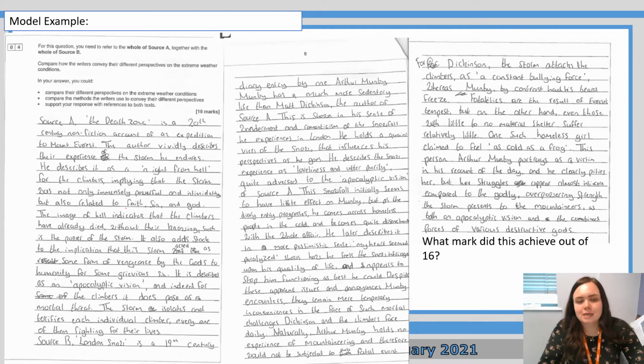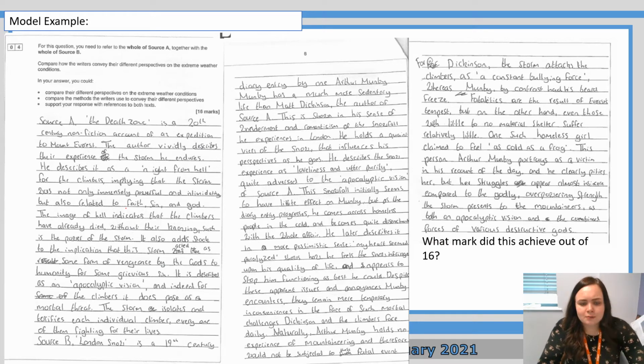Source B, London Snow, is a 19th century diary entry by one Arthur Mumby. He has a much more sedentary life than Matt Dickinson, the author of Source A. This is shown in his sense of endowment and romanticism of the snowfall he experiences in London. He holds a quaint view of the snow that influences his perspective as he goes. He describes the snow experience of loveliness and utter purity, quite adverse to the apocalyptic vision of Source A. This snowfall initially seems to have little effect on Mumby, but as the diary entry progresses, he comes across homeless people in the cold and becomes quite disenchanted with the whole affair.